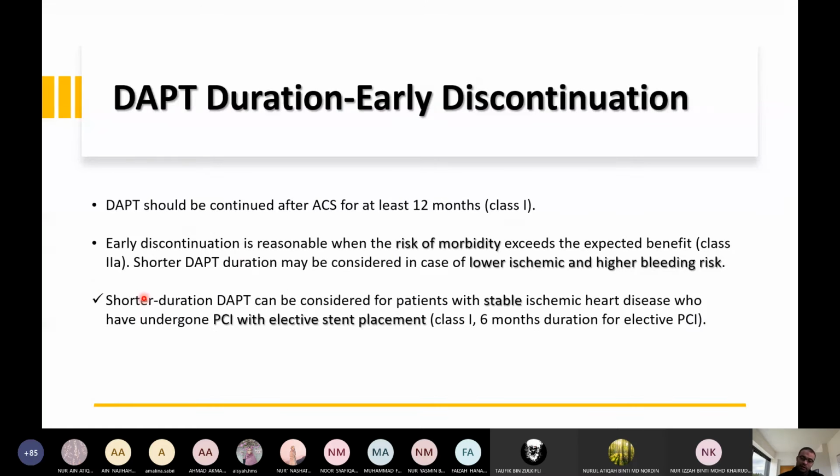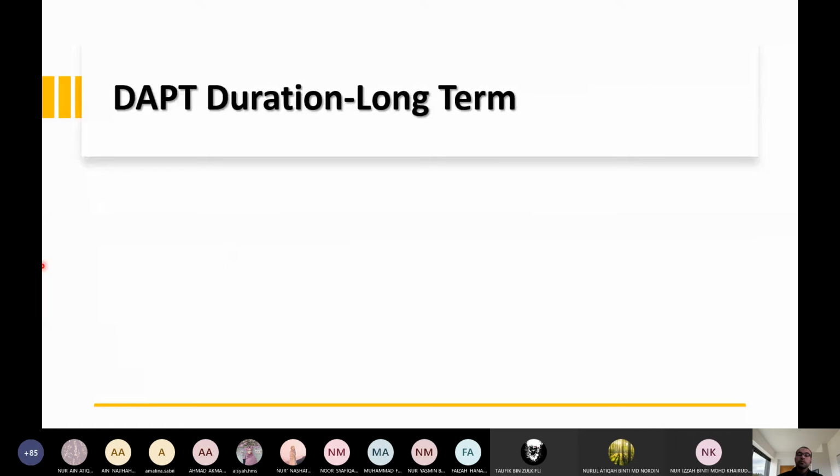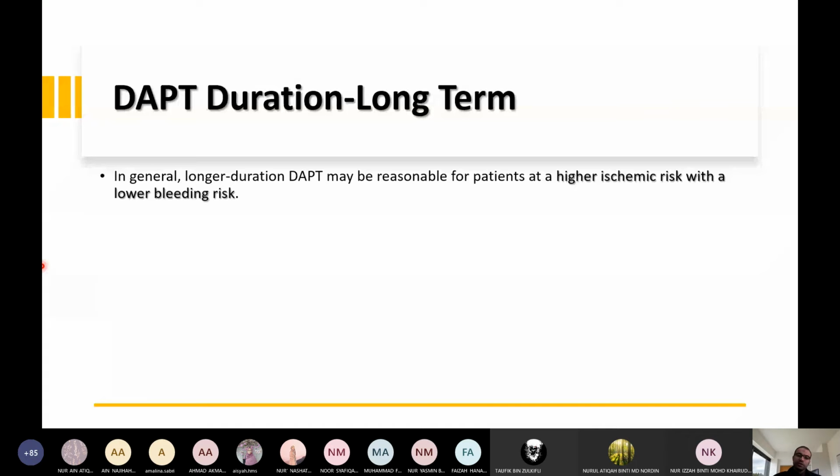And that's why in general a shorter duration can be considered in patients with stable ischemic heart disease who underwent elective stent placement with PCI, for whom 6 months would be enough. And with high bleeding risk, of course, sometimes a PPI can help. What about the other side of the story? Not a shorter duration, but a longer duration. In general, a longer duration may be reasonable the other way around, for those patients who have high ischemic event risk and low bleeding risk.